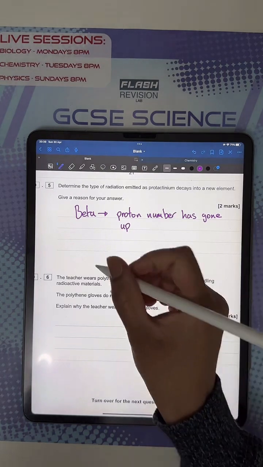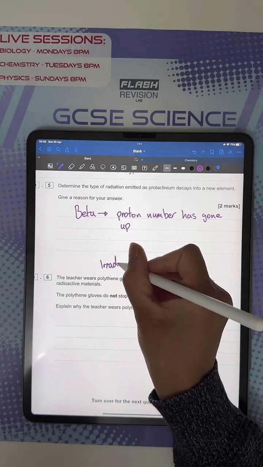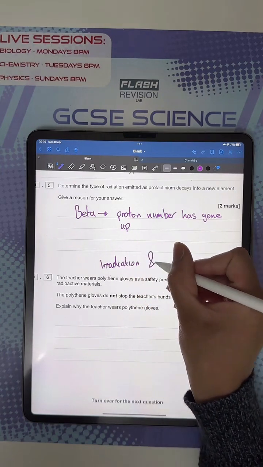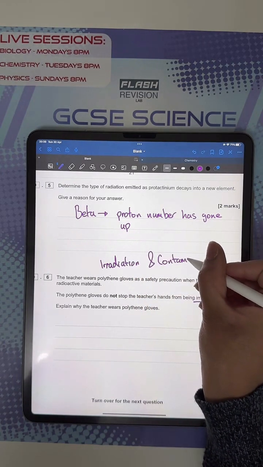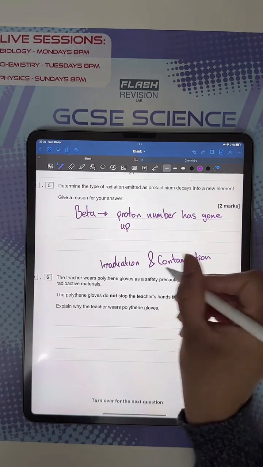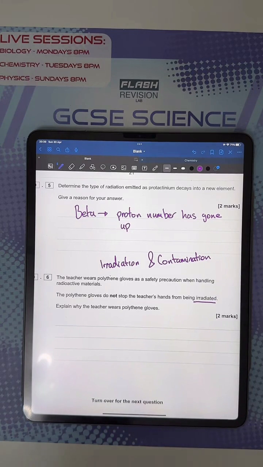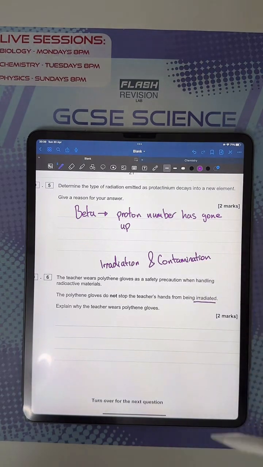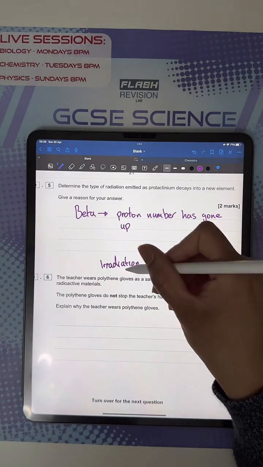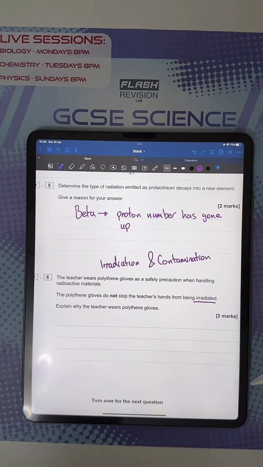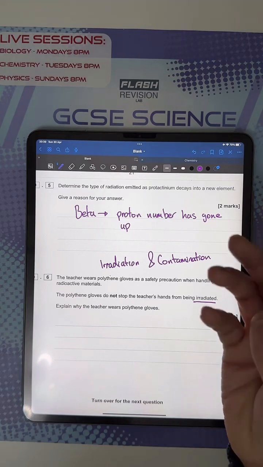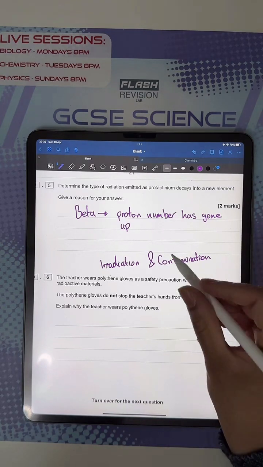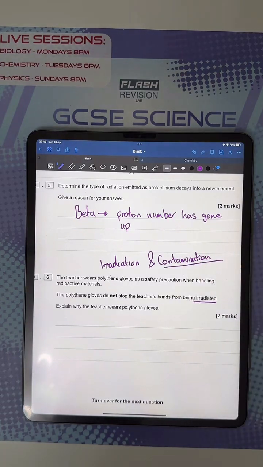So there are two key words here: irradiation and contamination. Two different things. Two different ways that you can be affected by radioactivity. Contamination is when the radioactive atoms actually get onto you. So if you touch something radioactive, atoms are going to get onto your skin. That means you've been contaminated with that radioactive substance.